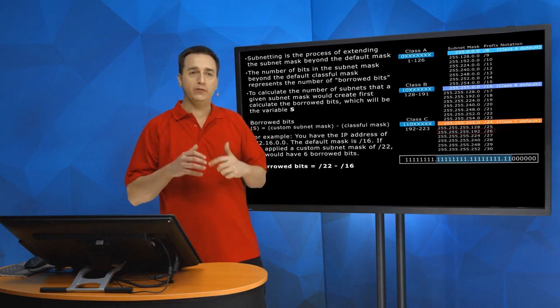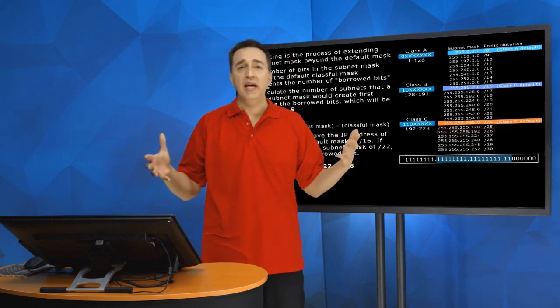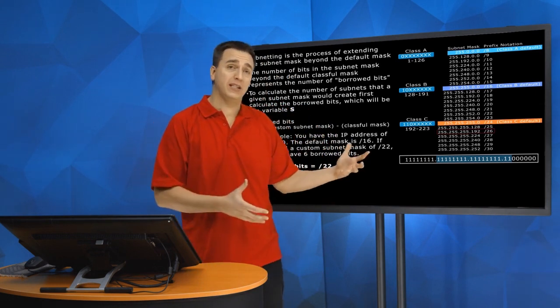So it's very important to know your starting point, so you can figure out the number of bits that you borrowed, because the number of bits you borrowed ultimately determines the number of subnets you're going to create.